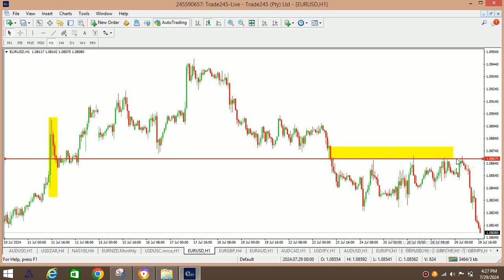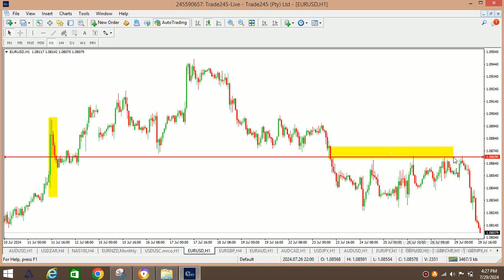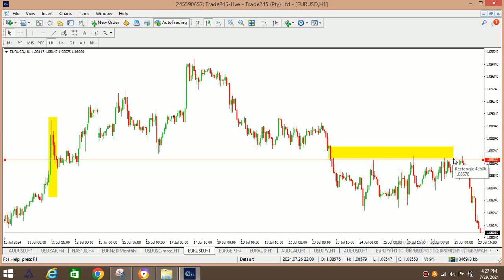You see, this is what made the price drop. This base made the price decide to drop. It tested this whole base and then decided to drop like this. You see, this is what happened.